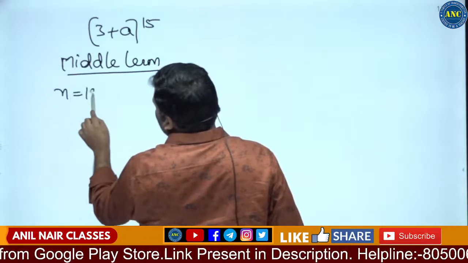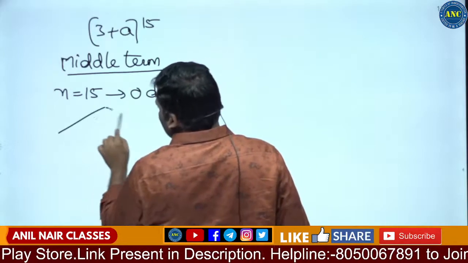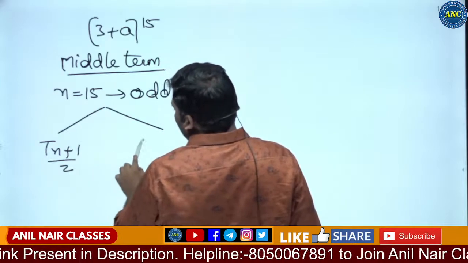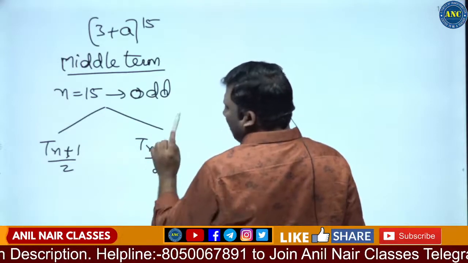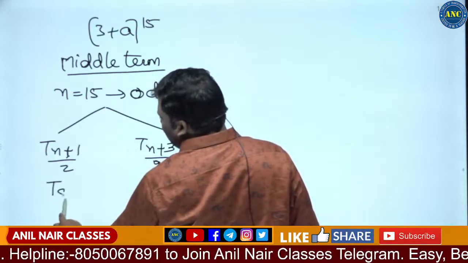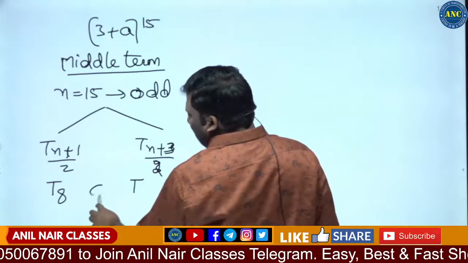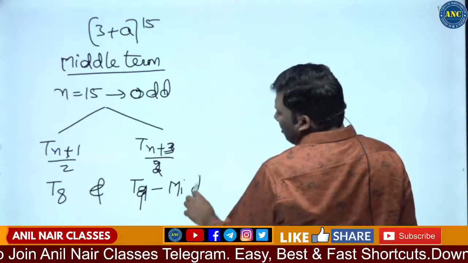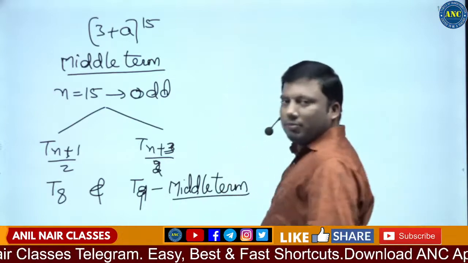N is 15. 15 is an odd number. If it is an odd number, I will get two middle terms. What are the middle terms? T(n plus 1 by 2) and T(n plus 3 by 2). So n is 15, 15 plus 1, 16 by 2, T8. 15 plus 3 by 2, T9. So T8 and T9 both are middle terms. Are you all with me?